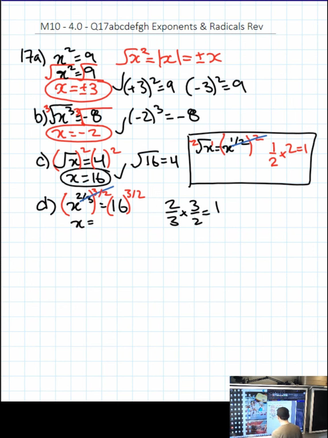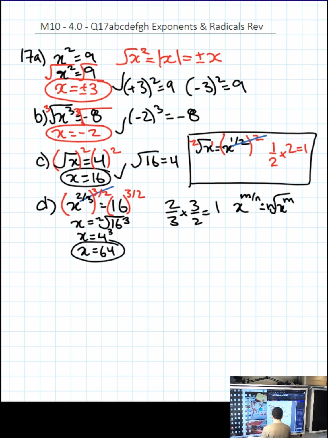So now we can convert that using our pattern. If you remember from earlier in this chapter, x to the m over n equals the nth root of x to the m. So we can convert it, and that means that's going to be the square root of 16 cubed. Now, does anybody know what the cube of 16 is? No, we want to do the square root first. The square root of 16 is 4, so x equals 4 cubed. And 4 cubed is 64, therefore x equals 64.